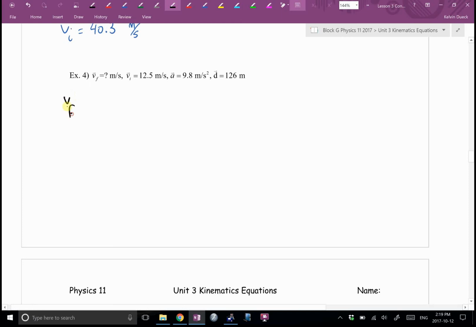VF squared. Good. What are we trying to get by itself, Morgan? Do I have the VF by itself? Well, almost. I don't have the VF by itself. I have the VF squared by itself. So here's the question. How would I get rid of a squared? What's the opposite of squaring something? What? I heard it. What?